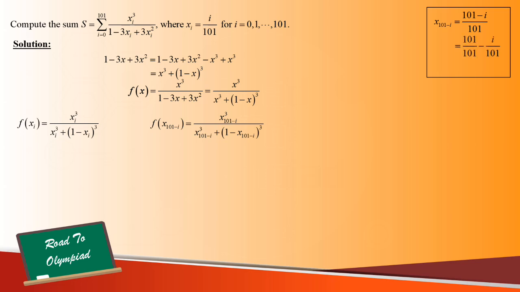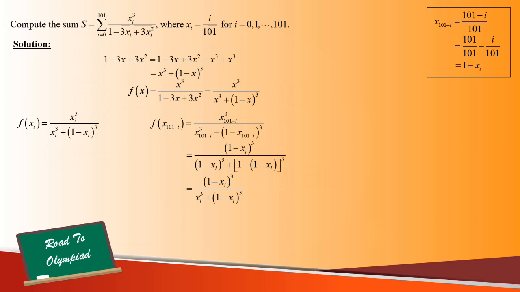Notice that x_{101-i} is equal to (101 minus i) over 101, which is equal to 101 over 101 minus i over 101, where the left hand side of the expression is equal to 1 and the right hand side is simply equal to x_i. Substituting x_{101-i} is equal to 1 minus x_i into f(x_{101-i}), we get this thing, where the right hand side of the denominator can be simplified into x_i cubed. Rearranging the denominator, we get f(x_{101-i}) is equal to (1 minus x_i) the whole thing cubed over x_i cubed minus (1 minus x_i) the whole thing cubed.